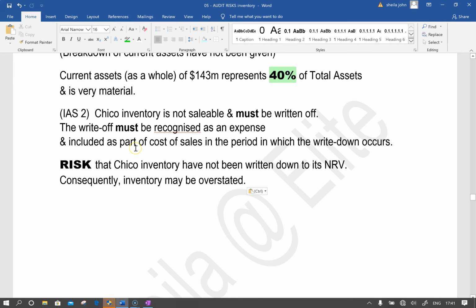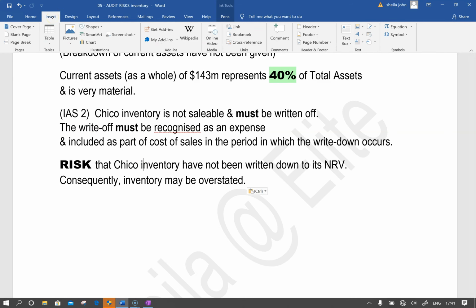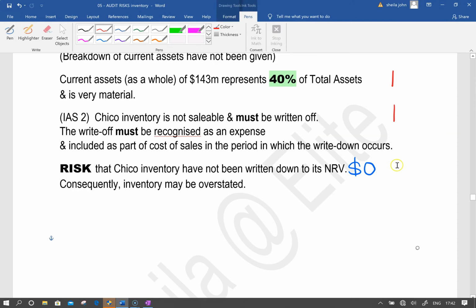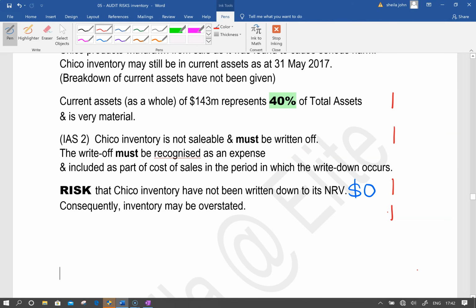And we're saying that it's not saleable, therefore write the whole thing off. We're not going to look at scrap value. It doesn't make sense. And then the risk that it has not been written down to its net realizable value. The net realizable value in this particular question would probably be 0. And consequently, inventory may be overstated. So you've got marks for the materiality, the accounting treatment, and the risk, and that the inventory is overstated. So it's really quite simple, isn't it? Let's go on to the next question and see what it's like.